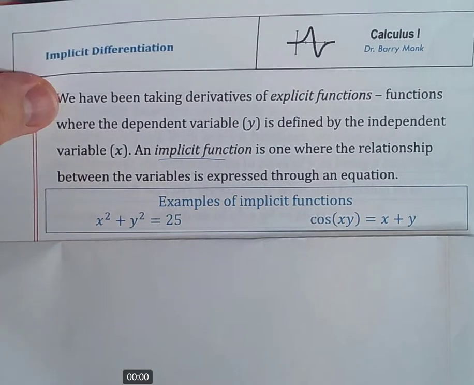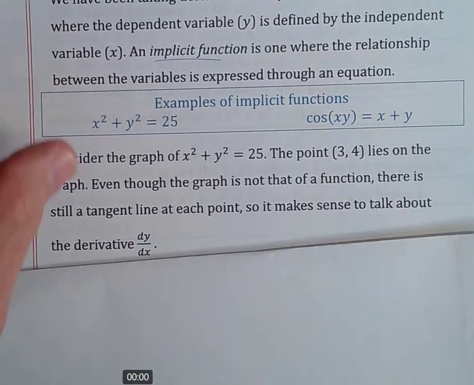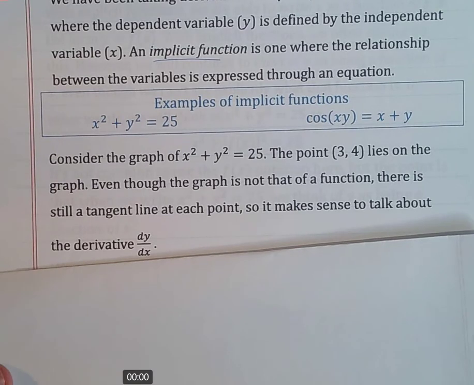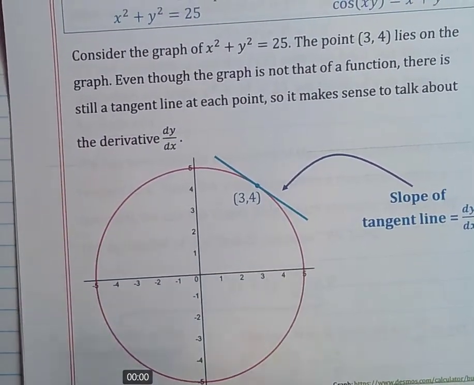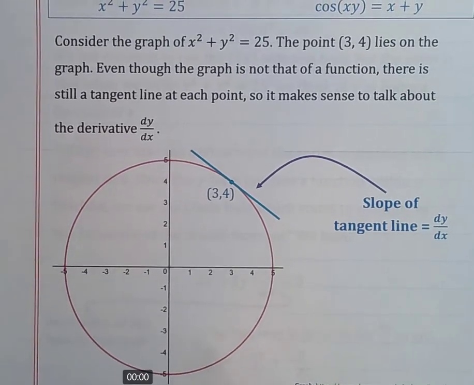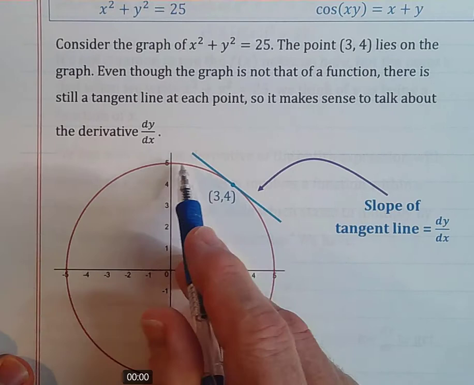Now, I want you to consider the graph of x squared plus y squared equals 25. The point 3,4 lies on the graph, even though the graph is not that of a function. Okay, so let's look at the graph here. Let's see what that looks like. So here's the graph right here. We can see that the point 3,4 lies on that graph.